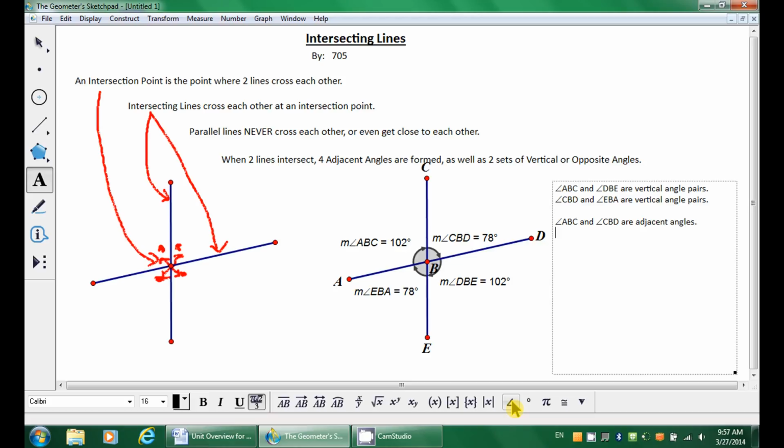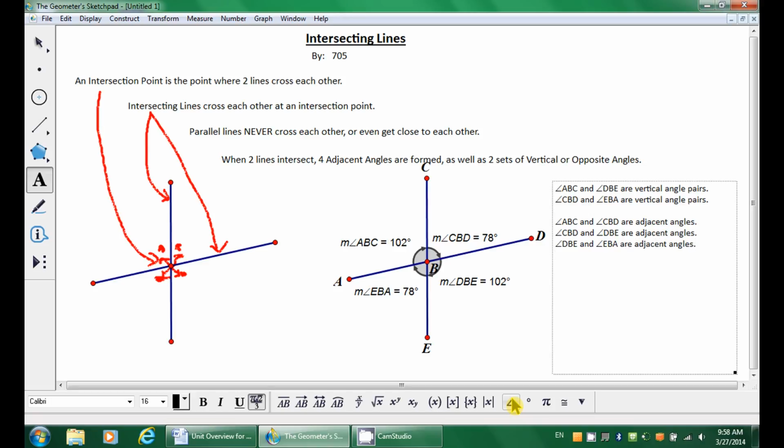adjacent angles. Okay? So now let's talk about the relationship between angle CBD and angle DBE. So angle CBD and angle DBE are adjacent angles. Now you notice adjacent angles do not have to be congruent or equal. Alright, so let's talk about the relationship between angle DBE and angle EBA. They are next to each other. They share a common line segment, so they are also adjacent. Angle DBE and angle EBA are adjacent angles.